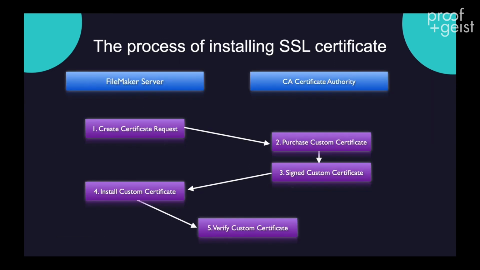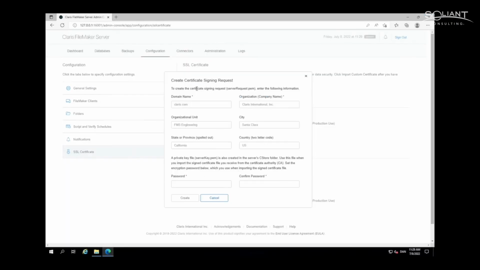So the process is like this, where on the FileMaker server we create a certificate signing request, which is filling out a form, and then we end up with a base64 block that we can send to the certificate authority in order to purchase our custom certificate. When they have verified that we are who we say we are, they finally issue the custom certificate. So how does that look?